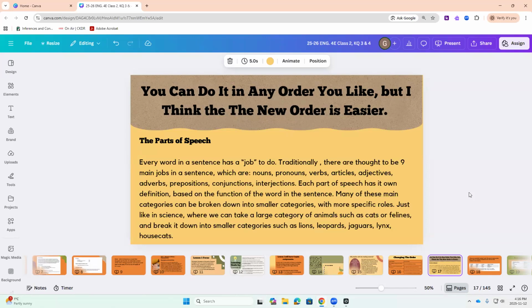Each one of these parts of speech has its own definition based on the function of the word in the sentence. Many of these main categories can be broken down into smaller categories with more specific roles. It's just like in science where you can take a large category of animals such as cats or felines, you can break it down into smaller categories such as lions, leopards, jaguars, lynx, house cats, but they're all still part of the bigger group of cats. Same thing, okay?